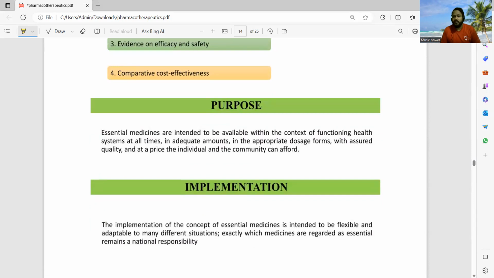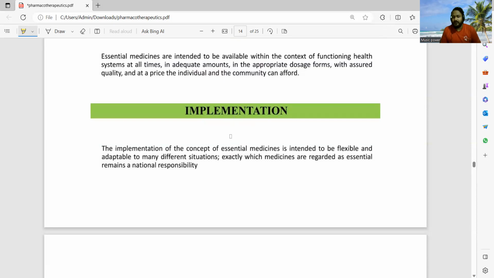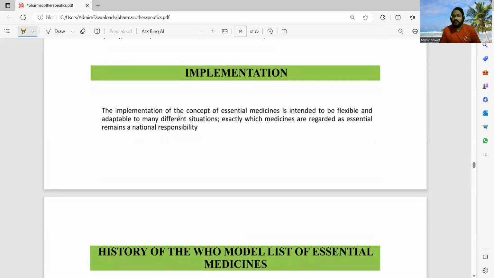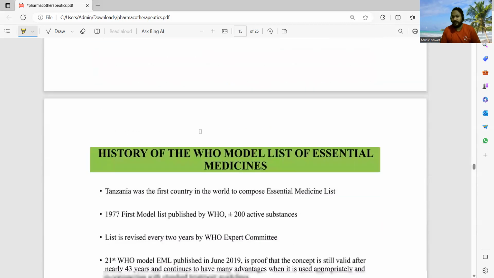Essential medicines are intended to be available within the context of functioning health systems at all times, in adequate amounts, in appropriate dose forms, with assured quality and at an affordable price, to the individual or to the community. The community can easily afford the low cost of medicine. Now, the way of implementation. The implementation of the concept of essential medicine is intended to be flexible and adaptable to many different situations. Exactly which medicines are regarded as essential remains a national responsibility.